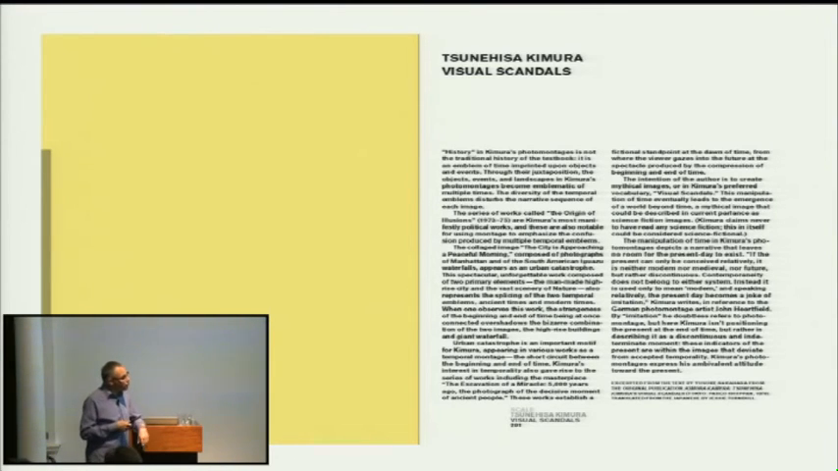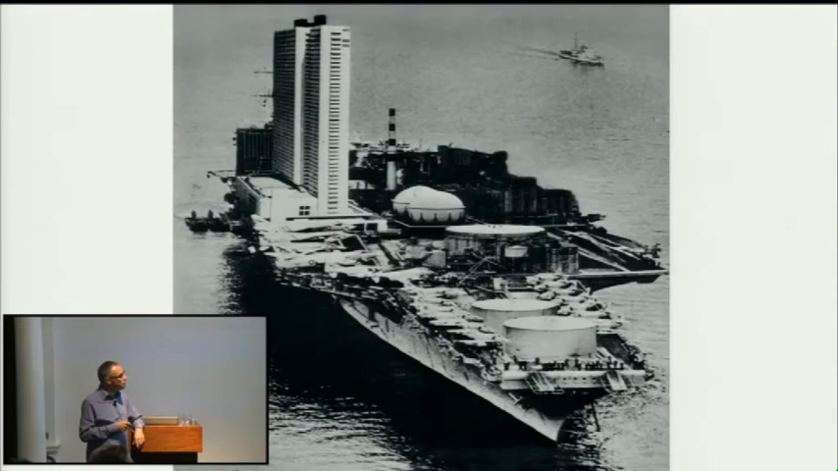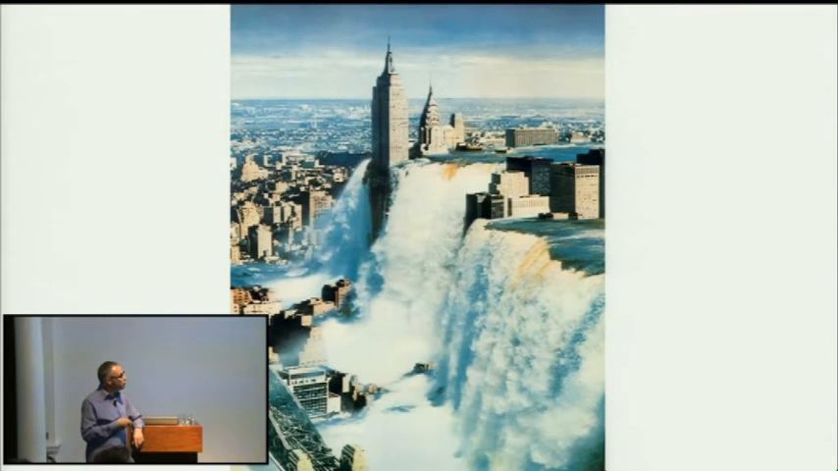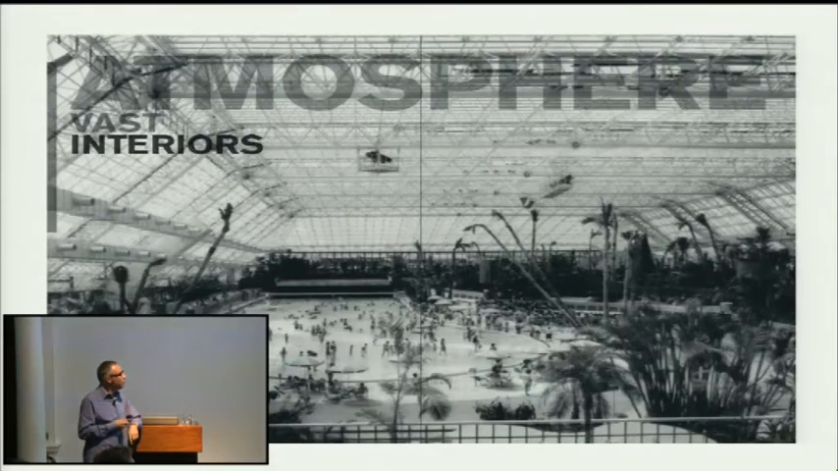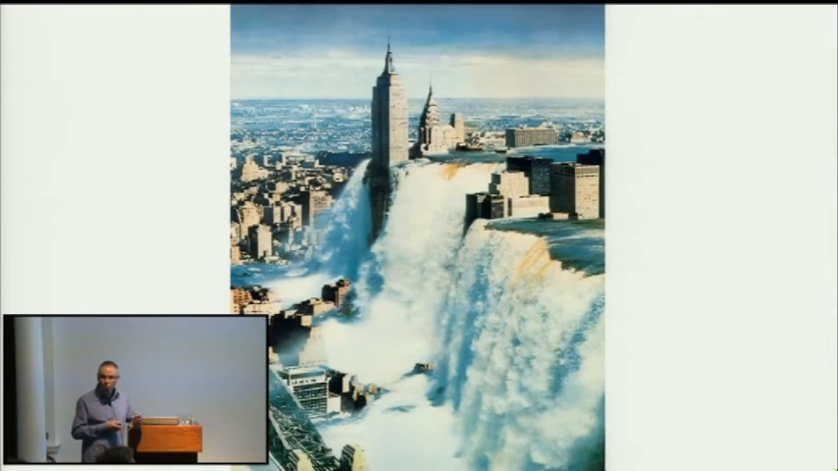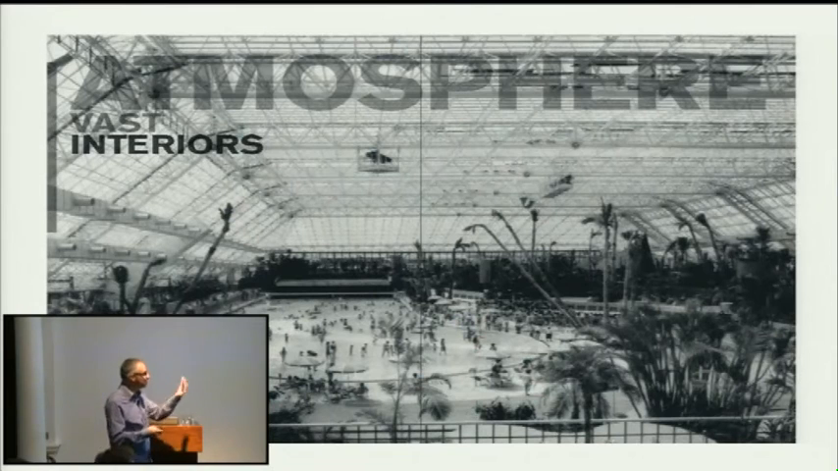The project for this section is a series of collages done by a very interesting Japanese artist from the 1970s, working with photo collage to really put nature and the city into kind of stark juxtaposition here. Again, if you want more, you have to buy the book. They're fabulous images.